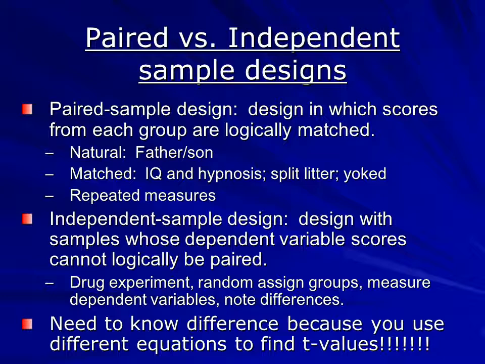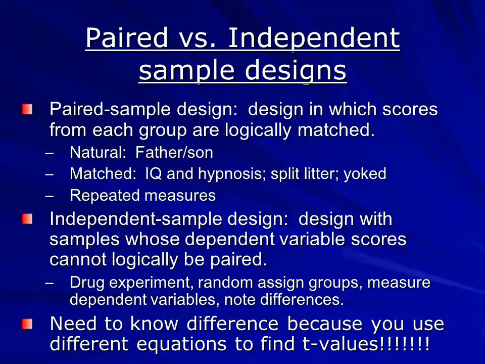So let's figure out the paired. We need to figure out how to identify paired versus non-paired. A paired sample is a design in which scores from each group are logically matched. It doesn't mean they're all matched. It means that there is a particular score in one group that is logically matched to another particular score in the other group. So there are three common types of paired sample designs. Let's talk about this first one, the natural.